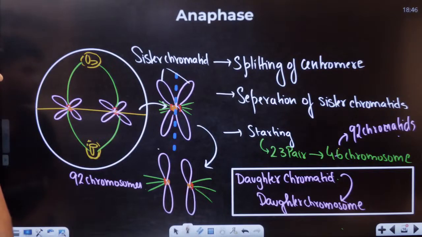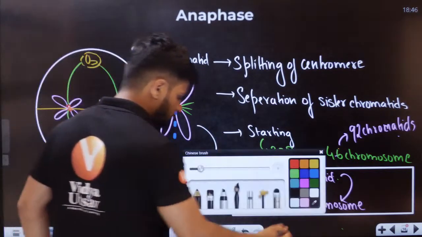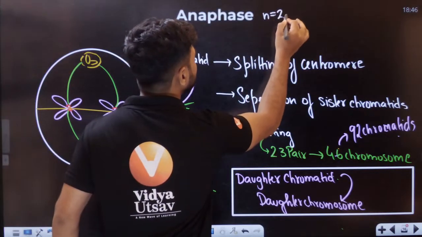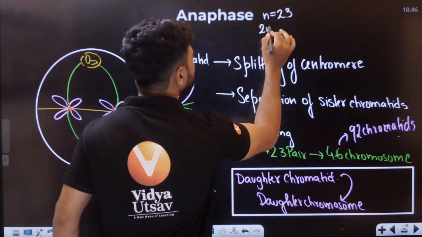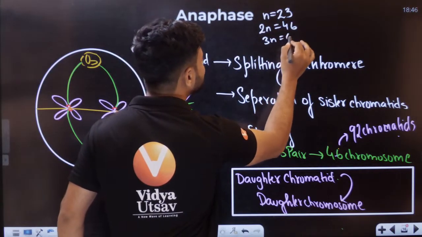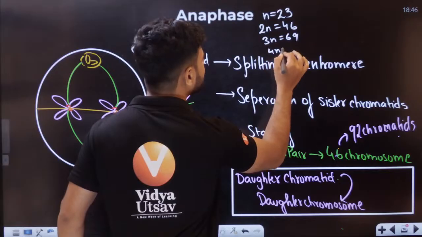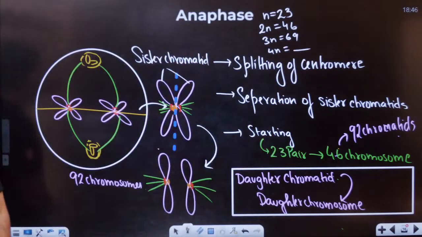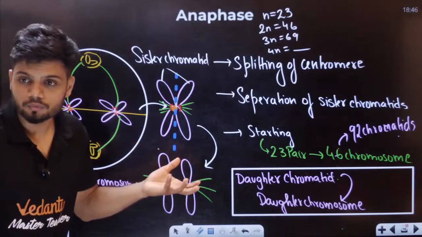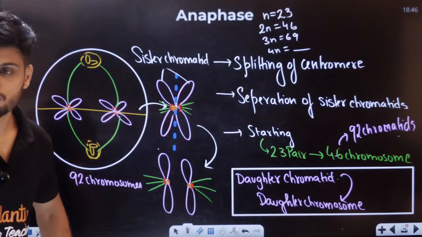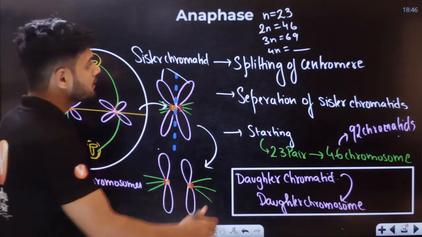92 chromosomes. So, students, if n is 23, 2n is 46, 3n is 69, 4n is what? Anyone, students? 4n is 92. All of you, 4n is 92.